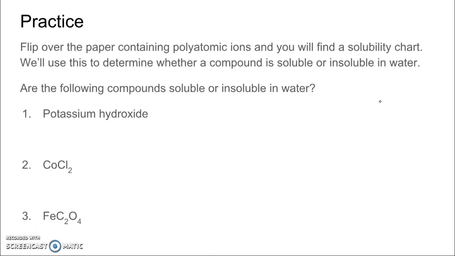This is something I didn't get to for a lot of my classes, so here it is for you if you read through this. This is just some practice. You'll notice it says flip over the paper containing polyatomic ions. That's the sheet that I showed you earlier that has a bunch of S's and I's. It has a key at the top of it which shows you what these things are doing, if it's soluble or partly soluble. On the homework that you'll be given, you'll need to be able to write the names and formulas of these things and then identify if they're soluble or insoluble.